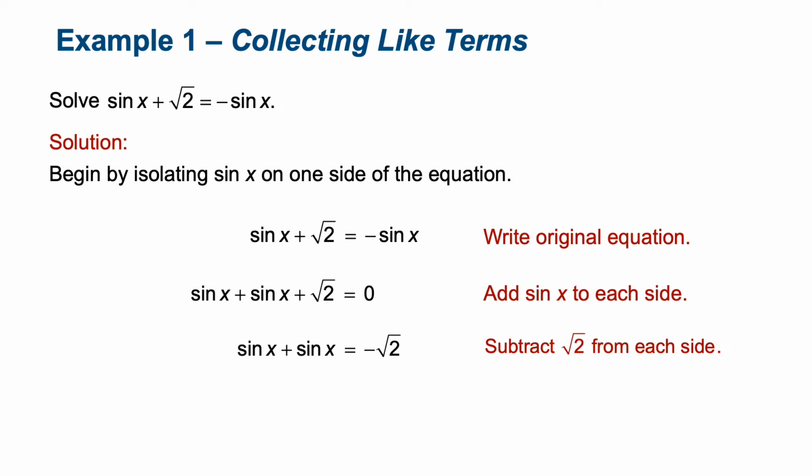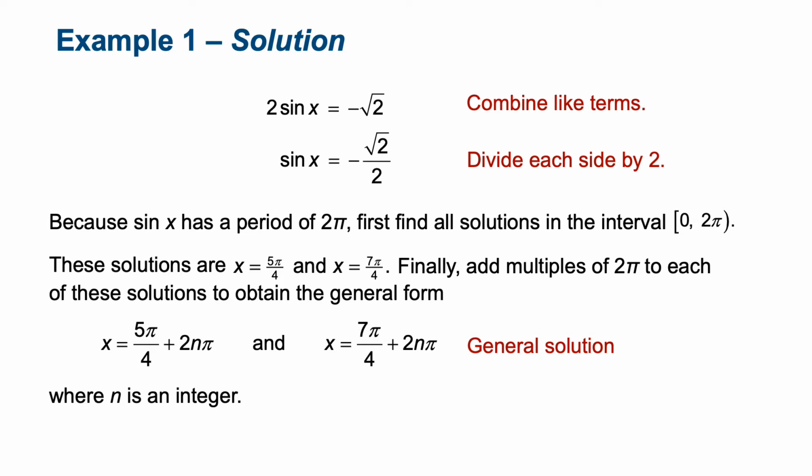So then when we combine like terms, we get 2 sine of x is equal to negative square root of 2, right? So negative root 2. Then we solve for sine of x, and we get negative root 2 over 2, okay?